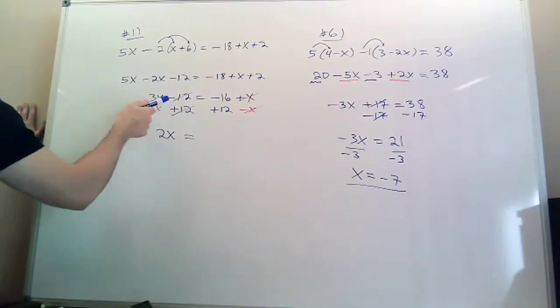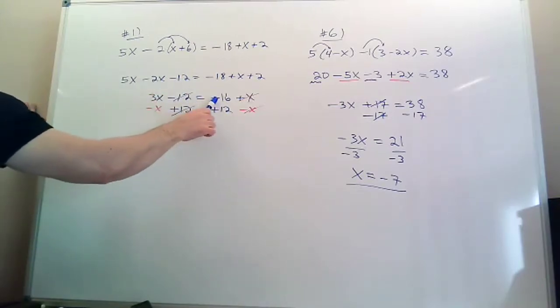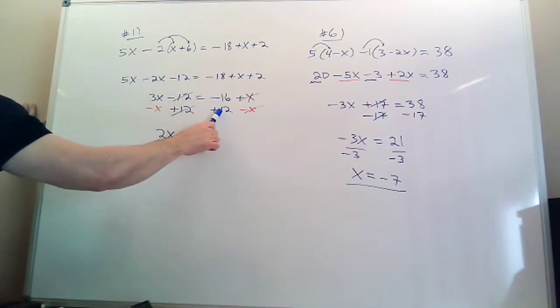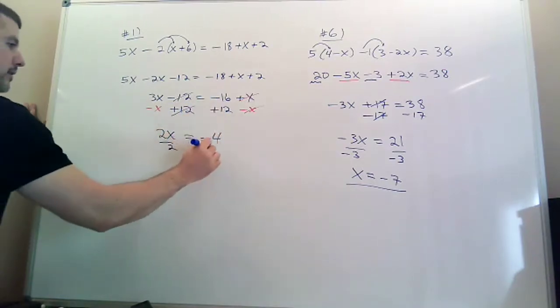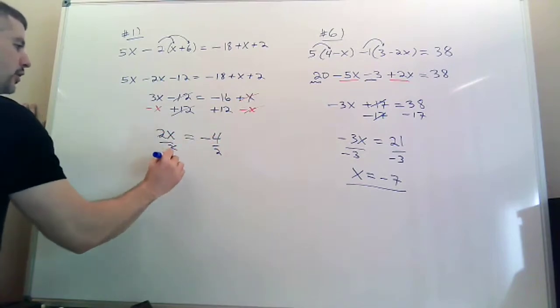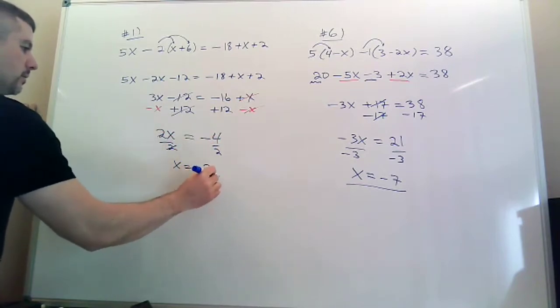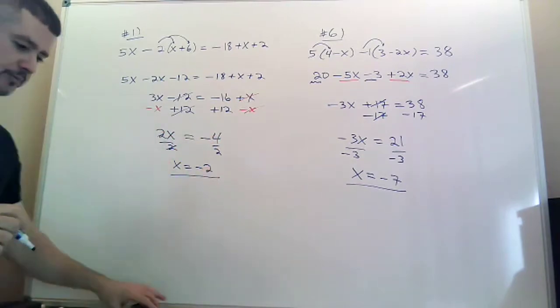Equal sign stayed. You see that -12? It's not there anymore. I crossed it out. That's why I crossed it out. -16 plus 12. Right? You have 12. You lose 16. You owe me 4. I divide by 2.